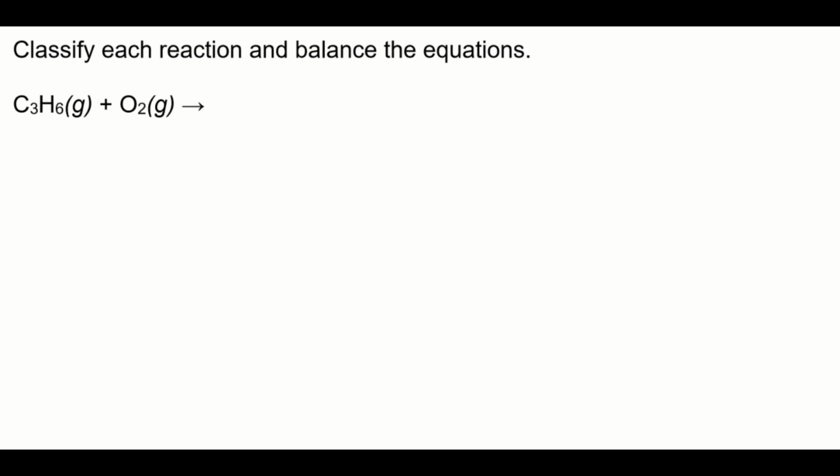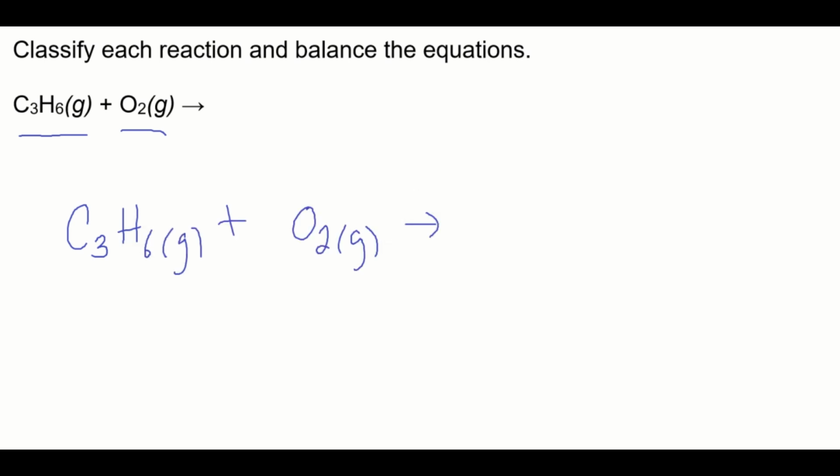We're asked to classify the reaction and then balance the equation. This is a combustion reaction because we have a hydrocarbon and we have oxygen as part of the reactants. So I'm going to rewrite this so I have a little bit more space. And in a complete combustion, the products are going to be carbon dioxide gas and water vapor.